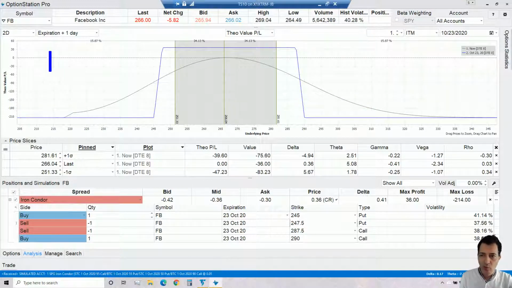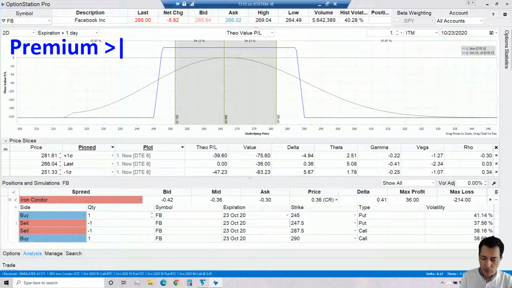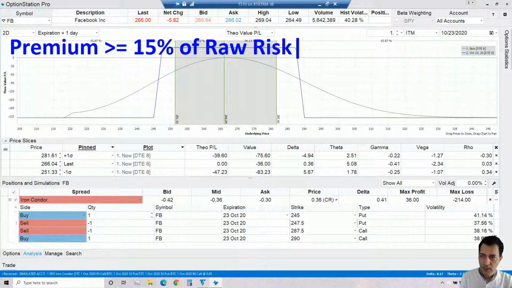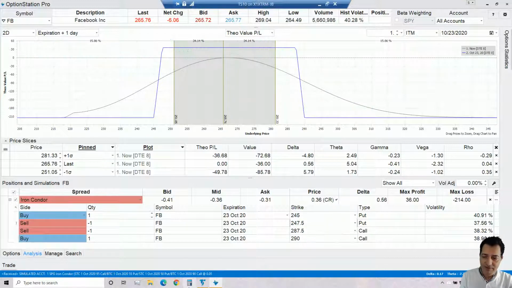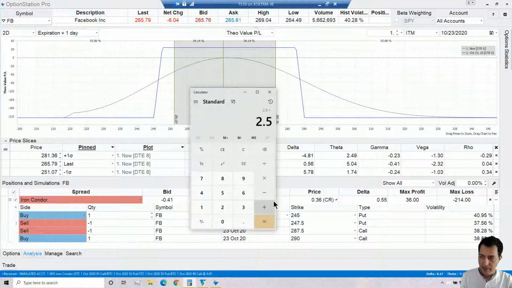Well, remember, our rule is that we want the premium collected to be greater, or equal to 15% of what we call the raw risk. So what is the raw risk of the trade? The raw risk of the trade is the distance between strikes, either on the upper side or the bottom side. And if the distance was to be different, it would be the greatest distance. So the greatest distance here, which is the same, by the way, above and below, is 2.5. So in other words, we want to collect 15% of 2.5, and that's 37.5 cents, isn't it? So if you take 2.5 times 0.15, this is 37.5 cents.